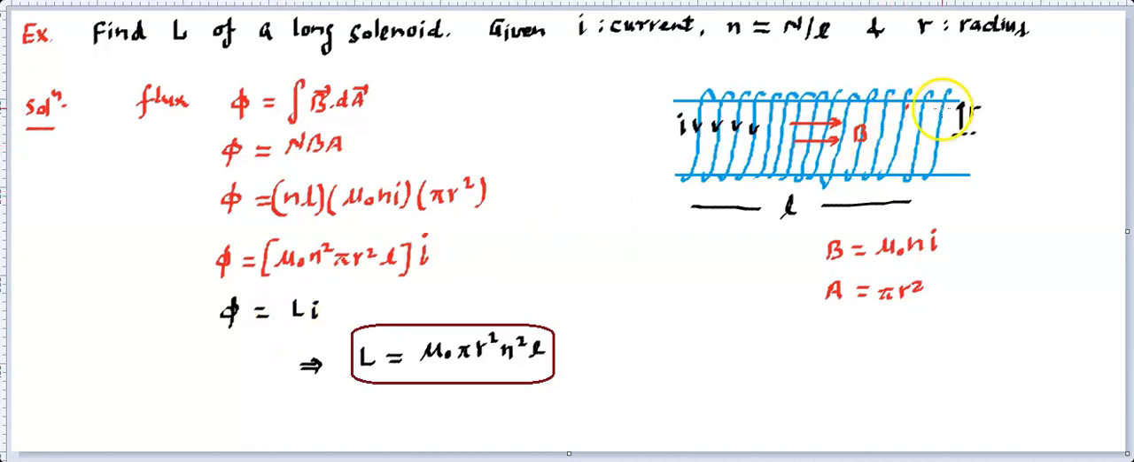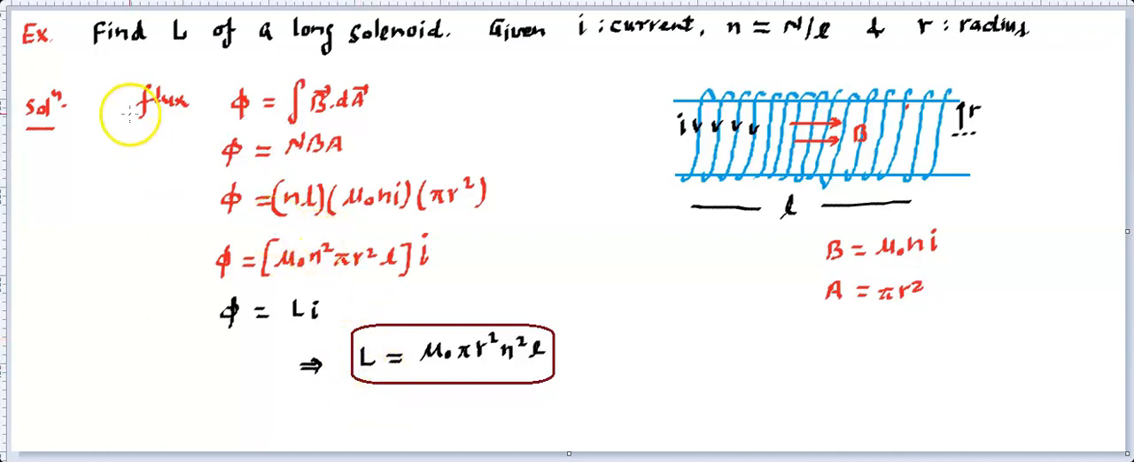Then they will ask, what happens if you make the radius double? If you increase the radius by a factor of 2, you'll find it depends on the radius as R square, so it will grow by a factor of 4. Similarly, it may be asked, what happens when we reduce its length to half? It also depends on L, and on the number of turns per unit length. So you need to take care of everything to answer these types of questions.